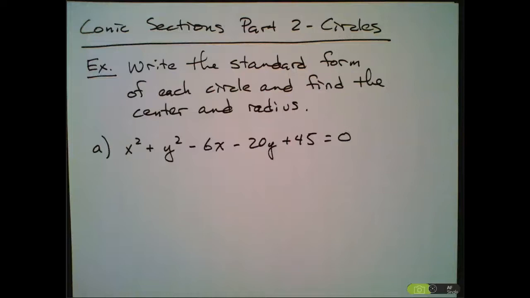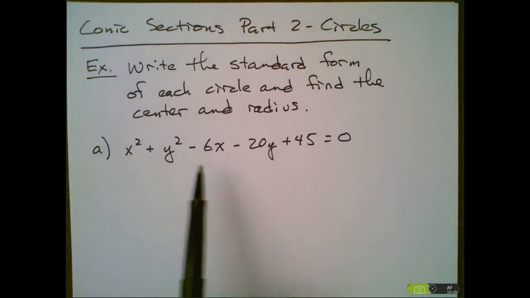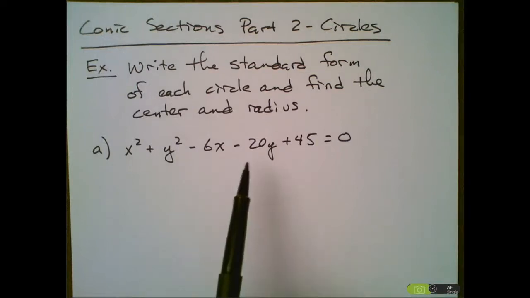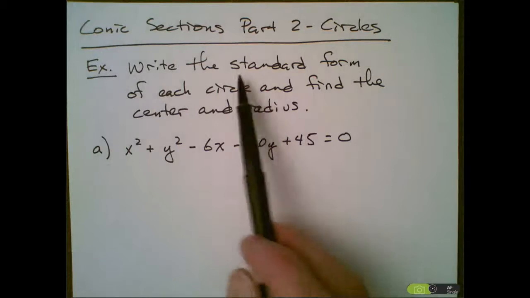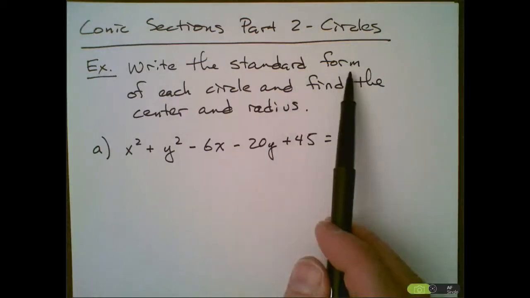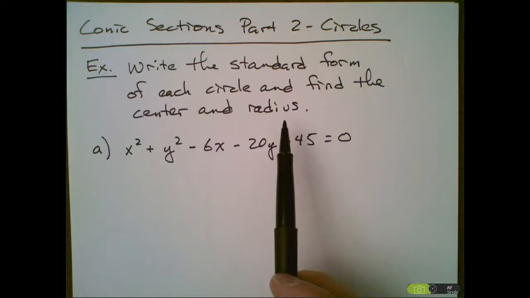Alright, so this video is Conic Sections Part 2. We're still talking about circles. We're going to look at a specific type of example where we're given the general form. Notice the general form here. We have x squared plus y squared minus 6x minus 20y plus 45 equals 0. So we want to take this general form and change it into standard form, and then find the center and the radius for the circle.